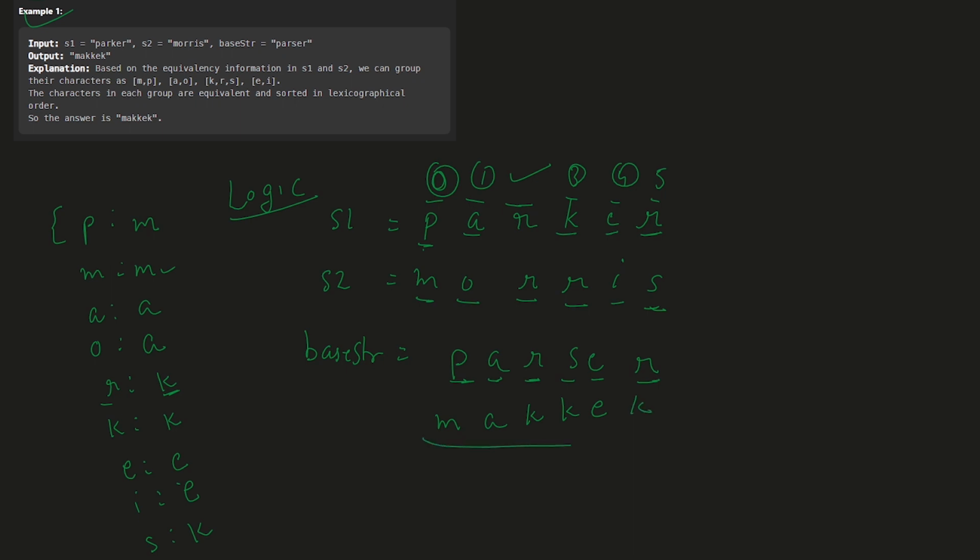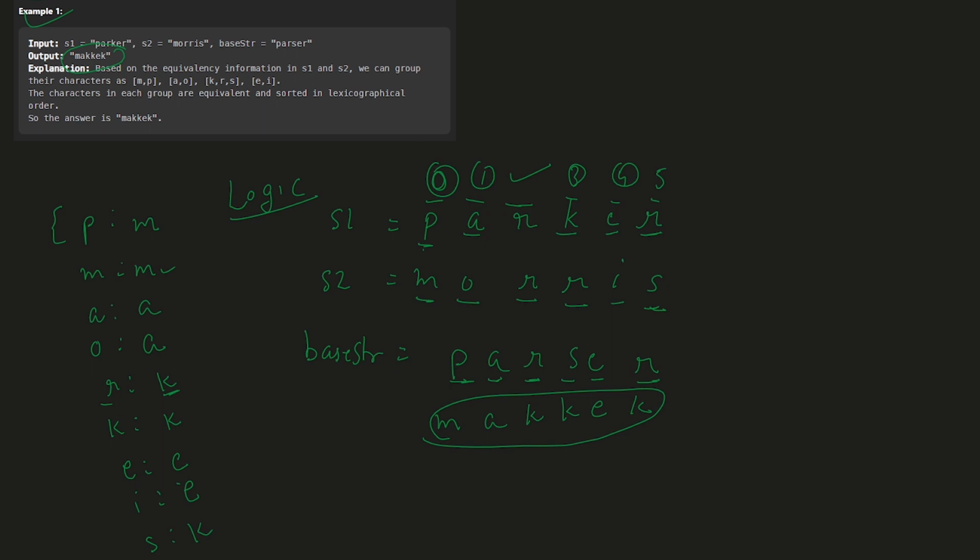So we get a string, nothing but makeek, right? M-A-K-K-E-K. And in the output as well, you can see that we got the output M-A-K-K-E-K, right? So this is how we are going to solve the problem. On every particular index, we first find the root of every character. After that, we take our base string, find again the root of every character, and just add it to our final output.